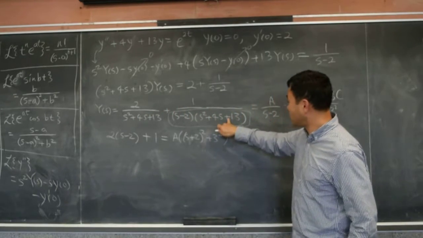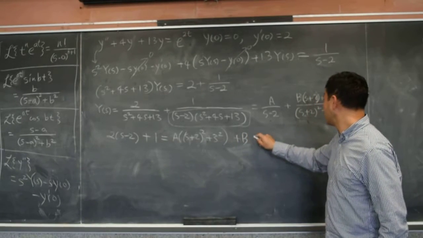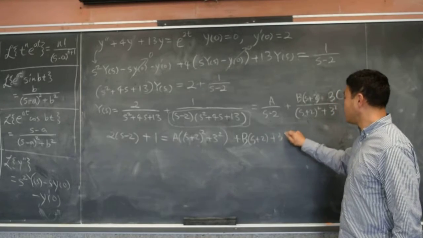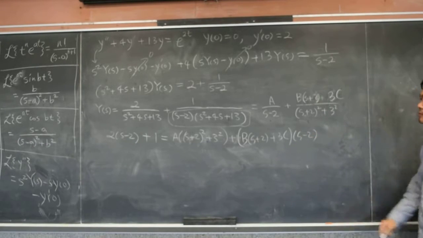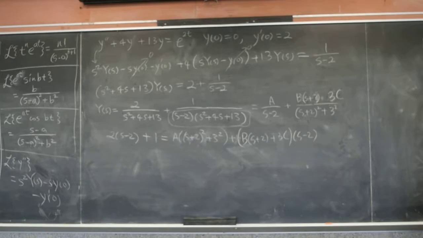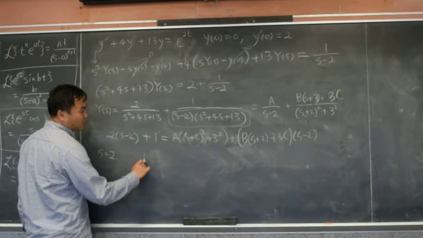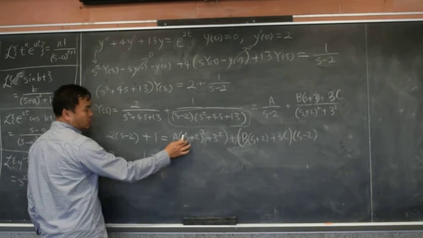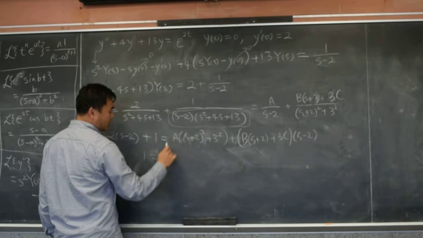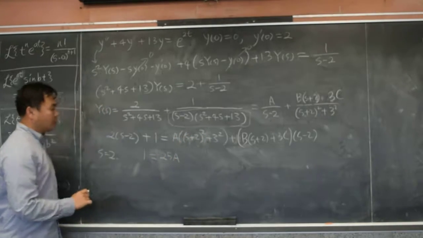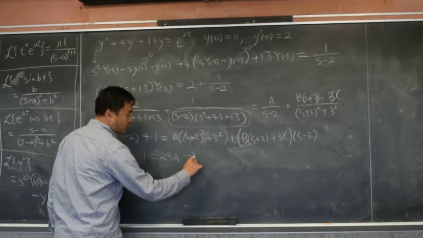Remember, we decided to write this as this, okay? And then plus b times s plus 2 plus 3c times s minus 2. So that's what I want. Now we plug in s equals 2, because then I have just 1. If s is 2, that's 4 squared, which is 16, plus 9, that's 25a. And then this one's 0, because if s is 2, 2 minus 2 is 0. So that immediately gives us that a is 1 over 25.